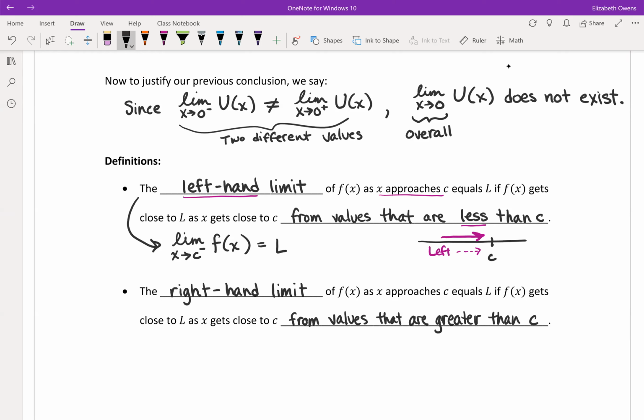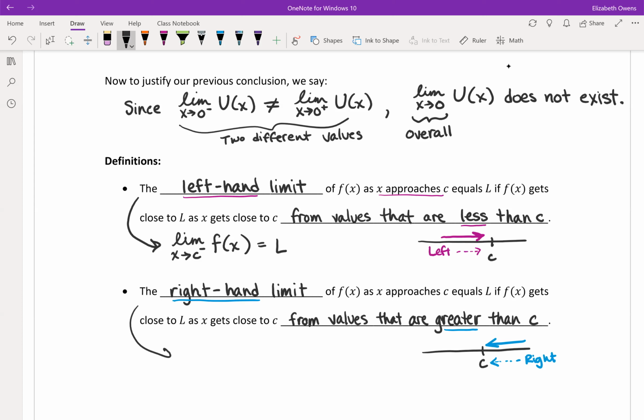All right, so if our little number line looks like this, the values that are greater than c would be all over here. So we're going to come in from that direction. We're approaching c, but from the right. Okay, so you start to the right and you move in towards c. That makes a right-hand limit, the values that are greater than c.